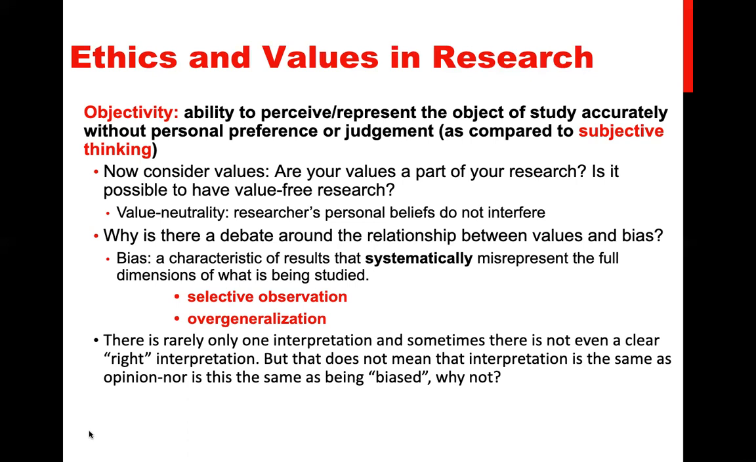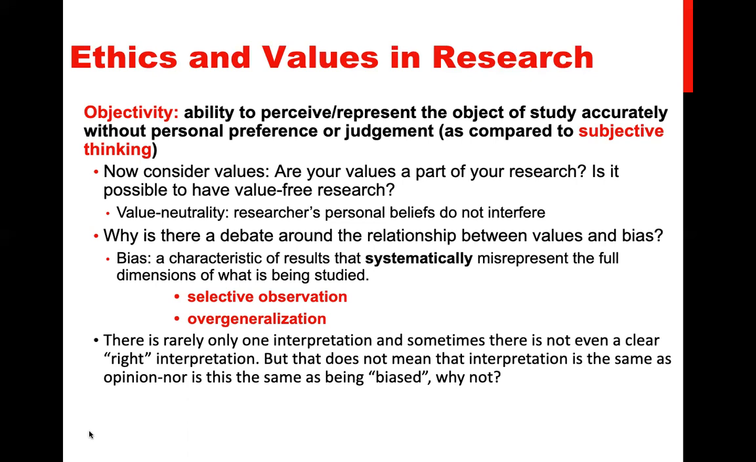And a bias is when you have your research systematically misrepresenting the full dimensions of what's being studied, right? So bias, in a methods definition, means that you have done something to systematically try to shape your answer. It could be related to your samples, right? Your book talks about selective observation, where you make very pointed choices about what to include versus what not to include, because you're trying, once again, to guarantee a certain observation.